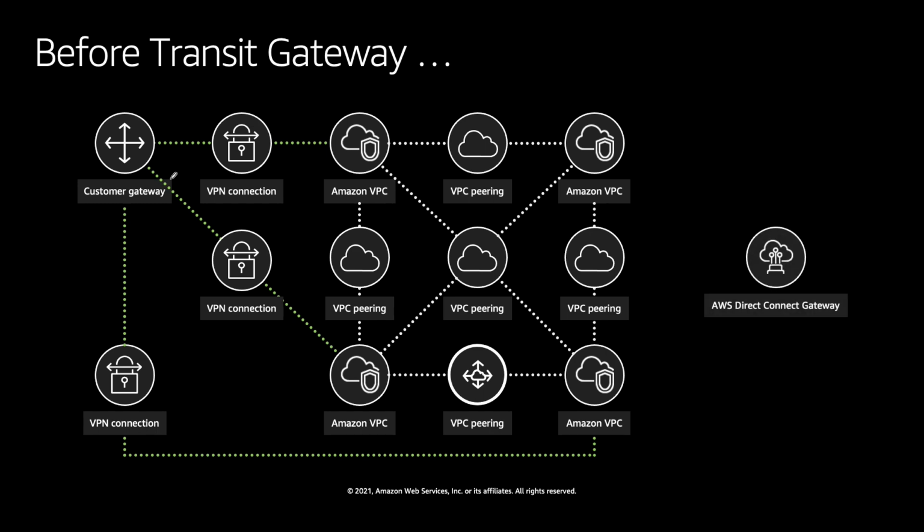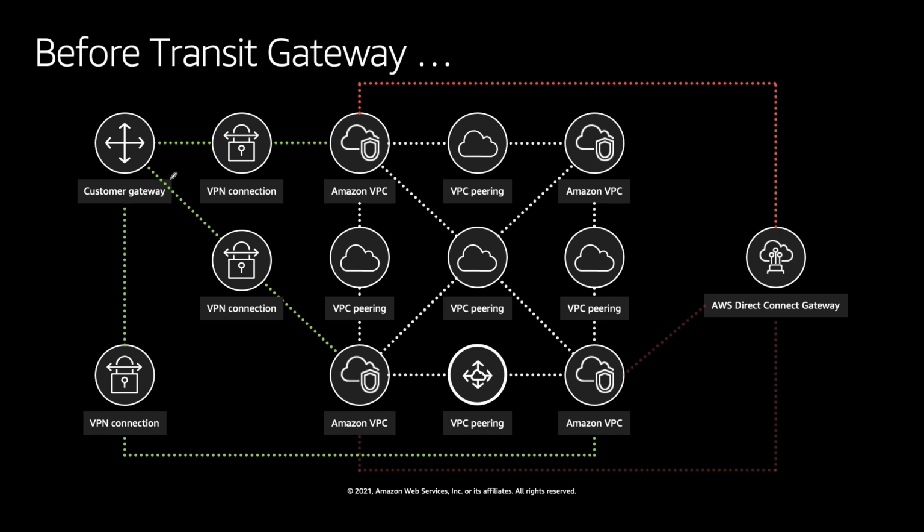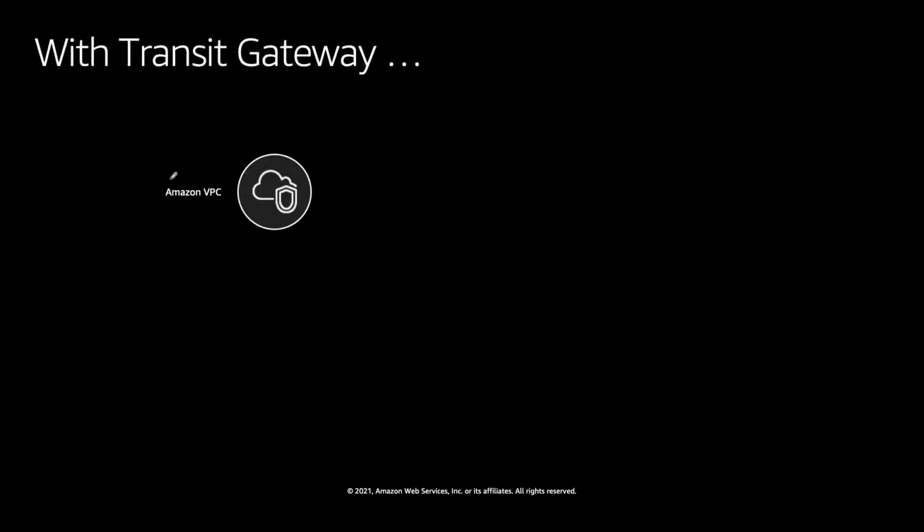Similarly, there are other ways to connect your on-premise infrastructure to your VPC, and the other one is using AWS Direct Connect Gateway. In that case also, if you want to connect your on-premise data center, you need to set up the connectivity with the AWS VPC. Now this looks very cluttered. There are a lot of moving things here, and that's where the transit gateway comes into play.